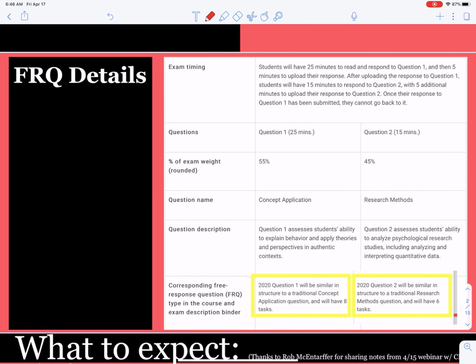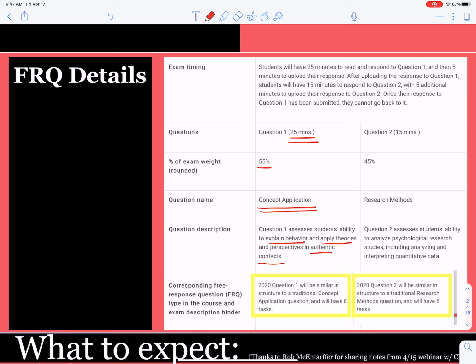You're going to have two questions. The first question is you're going to be given 25 minutes to answer. That will represent about 55% of the weight of your exam score, and that's where they're going to be testing the concept application, your ability to explain behavior and apply theories in authentic contexts.